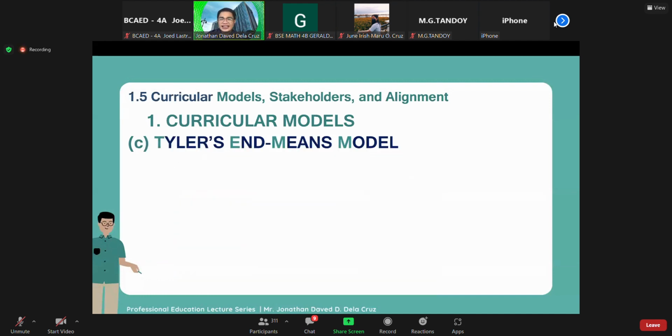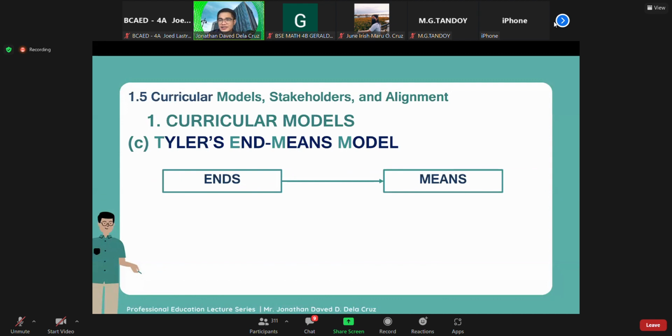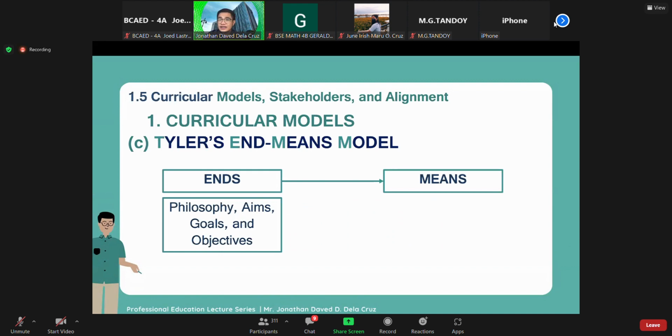Next is the TEM model. TEM is Tyler's end means model. TEM is from Ralph Tyler. No, Ralph Tyler. So end means model. So the ends justifies the means. No, so dapat ma-attain itong mga to. Philosophy, aim, goals, and objectives, it should be reflected in the curriculum content and activities.